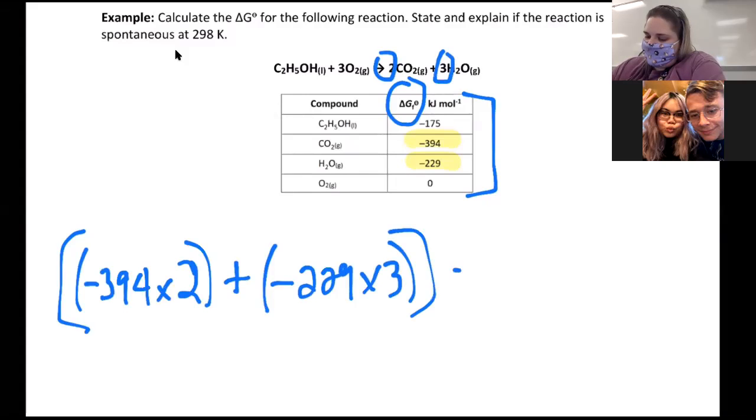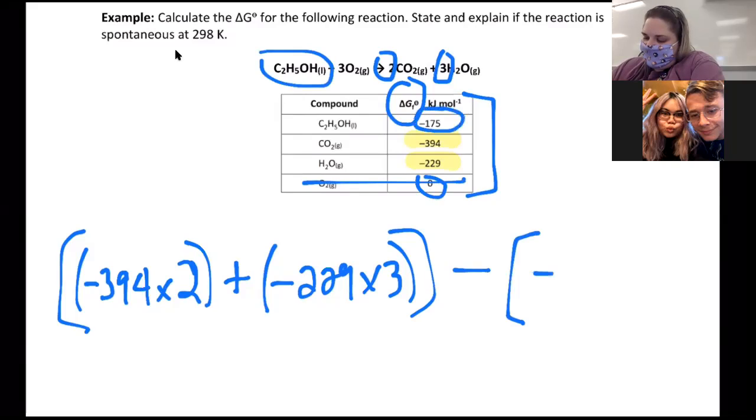And then I'm going to subtract. And then on the reactant side, now if you notice here, oxygen is 0. Okay, most regular elements, they're going to be 0. They won't have a value. So that doesn't need to go in. I just need to use the value for this compound, which is ethanol. And that is negative 175. And it's not multiplied by anything because there's no coefficient in front of this one.